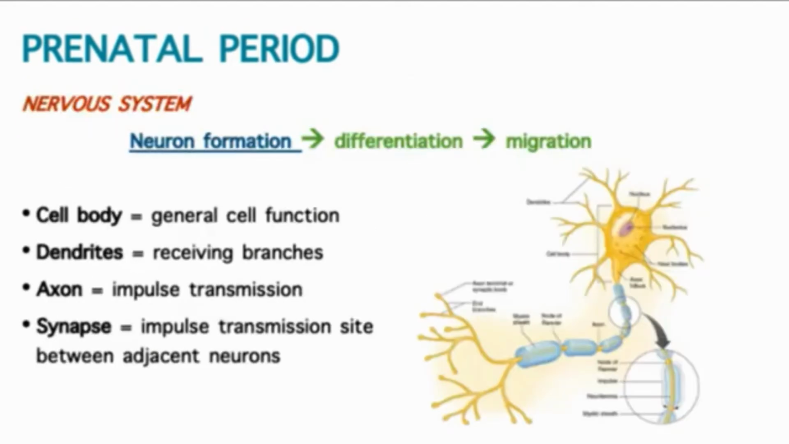Lastly, the nervous system probably undergoes the most development in the prenatal period, and I've got some fun facts that are quite fascinating. But the nervous system undergoes 3 primary periods in the prenatal stages. The first one is neuron formation, the second is differentiation, and the third is migration. So neuron formation is just the building of neurons or nervous cells.